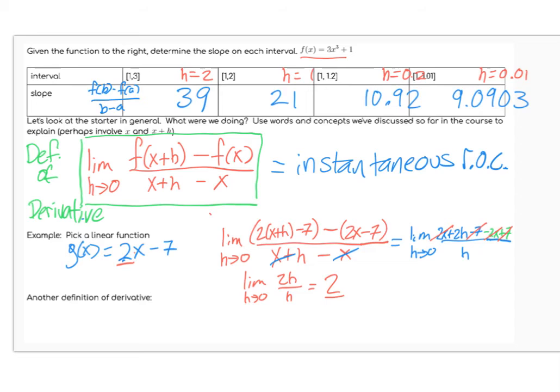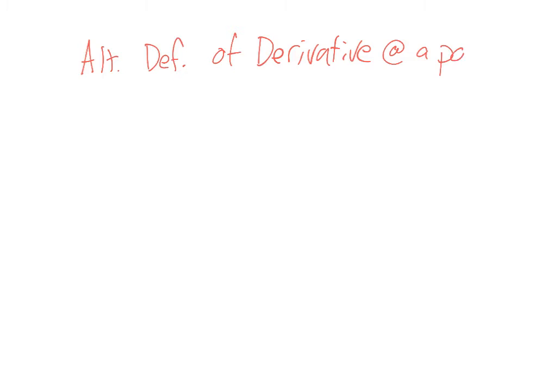I want to spend a second talking about another way to think about the definition of derivative, and I'm just going to add a blank page for that. So this is often called the alternative definition of a derivative at a point. And we're going to see this come up a bunch too. It's using the same idea.